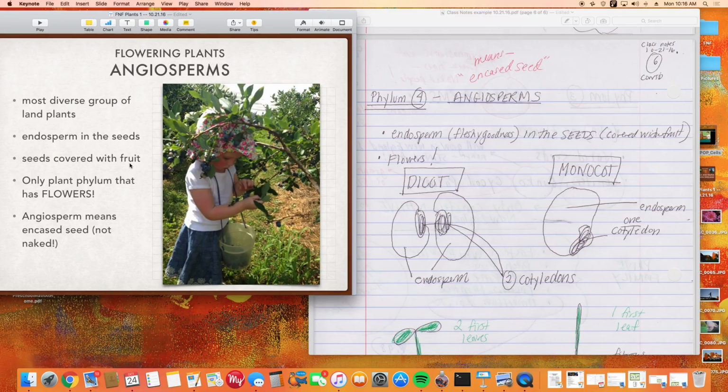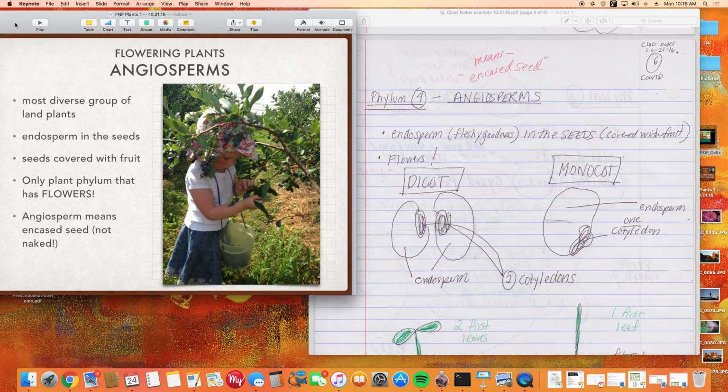So it's got two cool things about it. It's the only phylum that has flowers. So here we go. Now, finally, we have flowers, right? Because think of plants, think about flora. Okay, flora, where are the flowers, right? Well, phylum 4, okay? Angiosperm means encased seed, not naked seed. So that's what it means, okay?